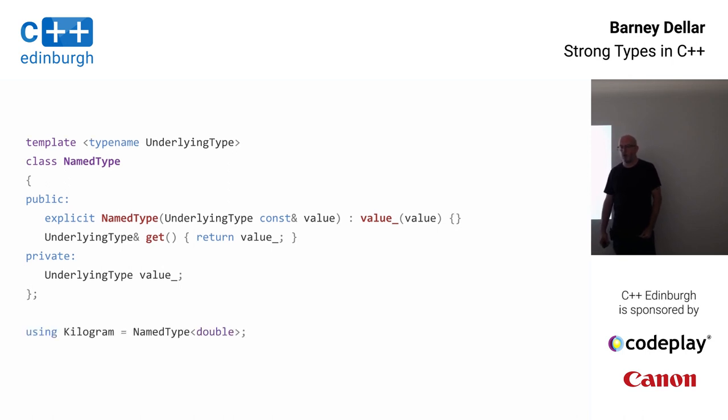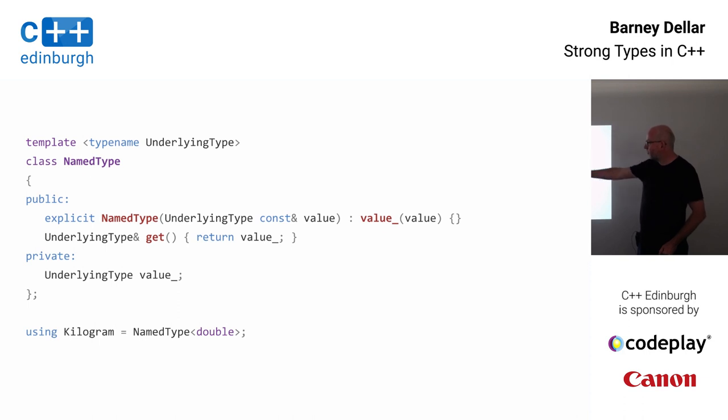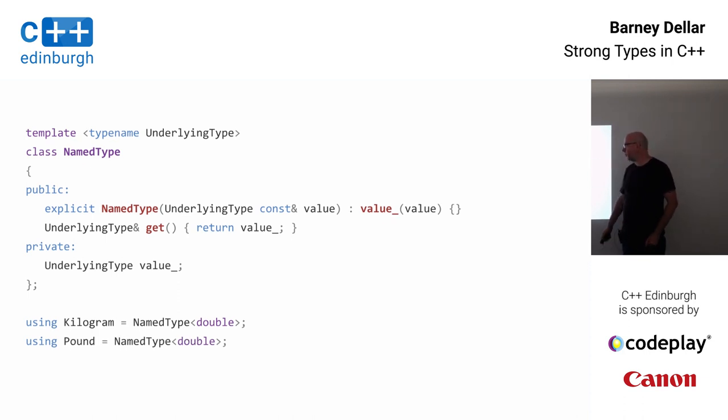Cool. So now we can use our template like this. We can construct a kilogram, template it on double, so that the underlying type will be double in the template. And we can do a similar thing for pound. Great. Except kilogram and pound are now synonyms again. We're back where we were just before we created the wrapper. So rather than being synonyms for double, they're now synonyms for a templated type, templated on double. We've just made things even more confusing, but not really solved anything.